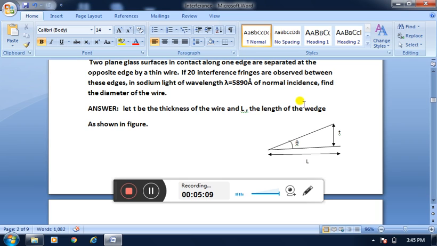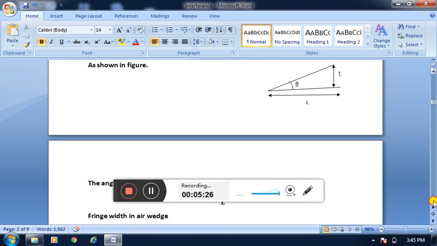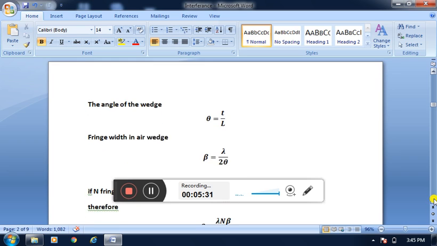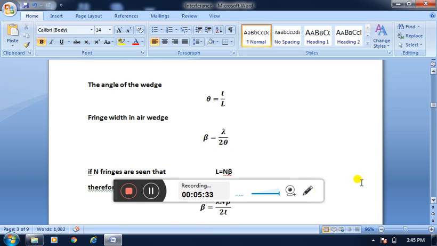Dear student, here t is the thickness, L is the length of the wedge, and theta is the angle between the plates. We know from this diagram theta is equal to t by L. We know the fringe width: beta is equal to lambda by 2 theta. We substitute the value of theta. For n fringes, we know L is equal to n beta.